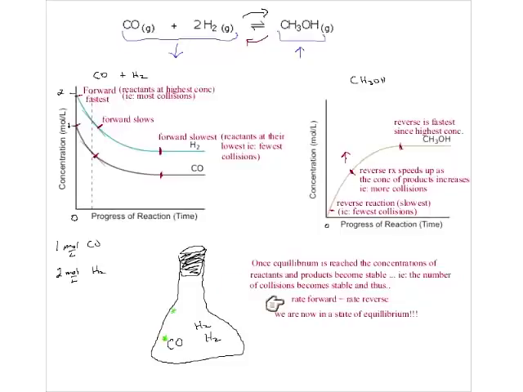And what happens is the collisions don't stop, do they? There's collisions happening, and if there's collisions happening, then therefore there's reactions happening. But what's happening is the rate of the forward collisions that are successful are equal to the rate of reverse collisions that are successful, and we're now in a state of equilibrium. Okay? Now what we want to do is merge these two graphs to see what they're doing together.